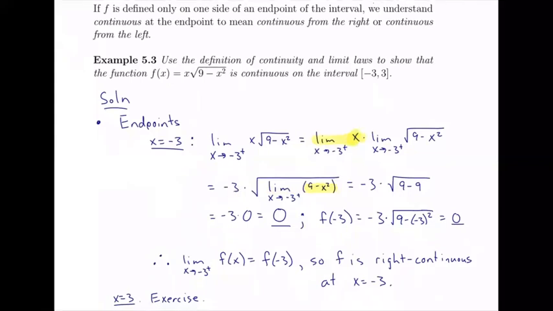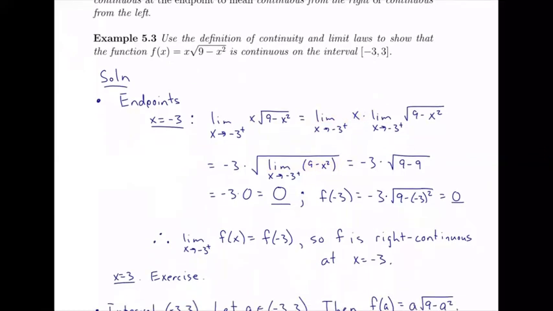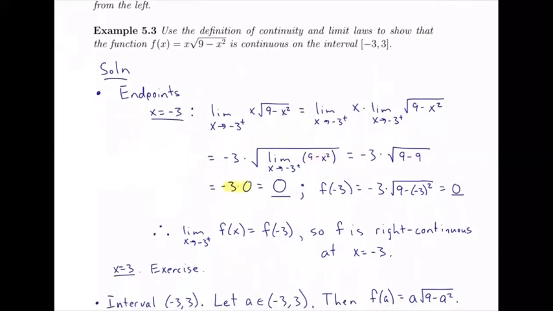Just plug it in. Really, all of this looks like just a bunch of plugging things in, but I'm being very careful to evaluate my limits as I should, and this is why it turns out as it does. So I plug in -3 to this one, because again, the limit law says you can do that for polynomials. So 9 minus -3 squared is 9 minus 9, which is 0. So I have -3 times the square root of 0, which is 0. So I get a limit of 0 as x approaches -3 from the right.